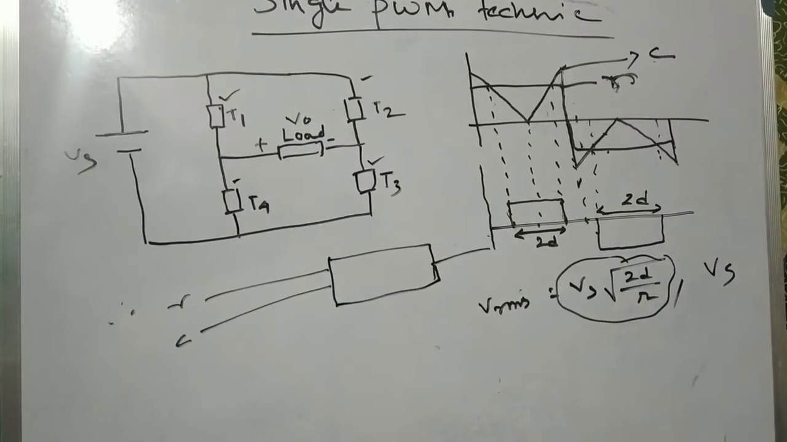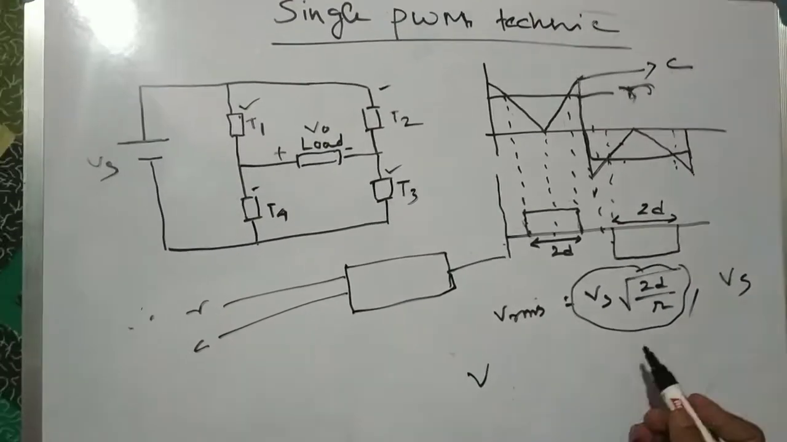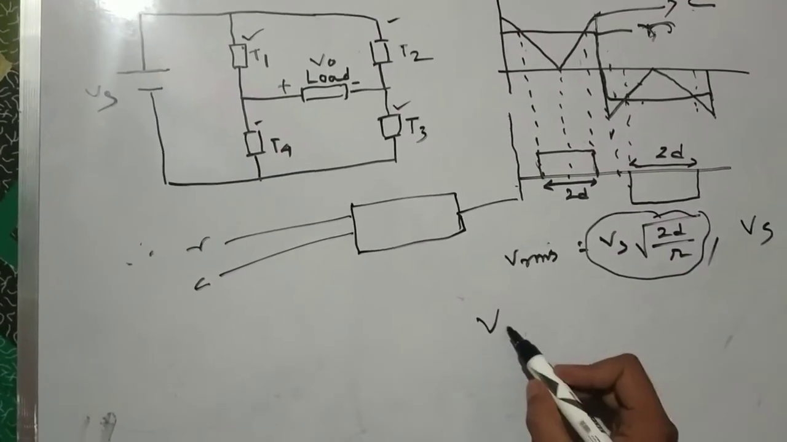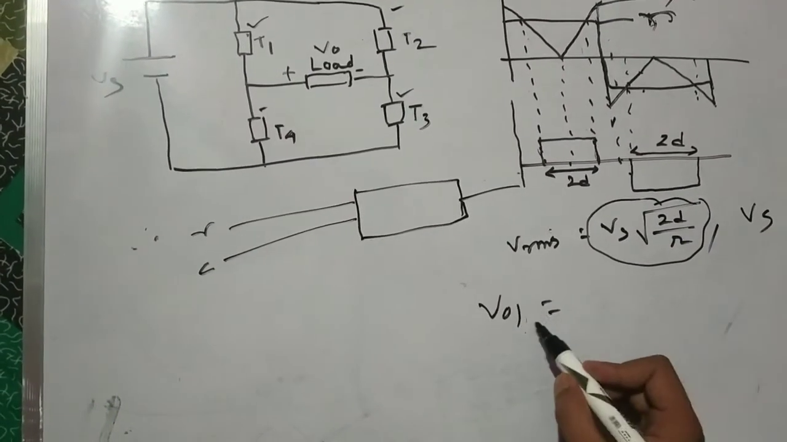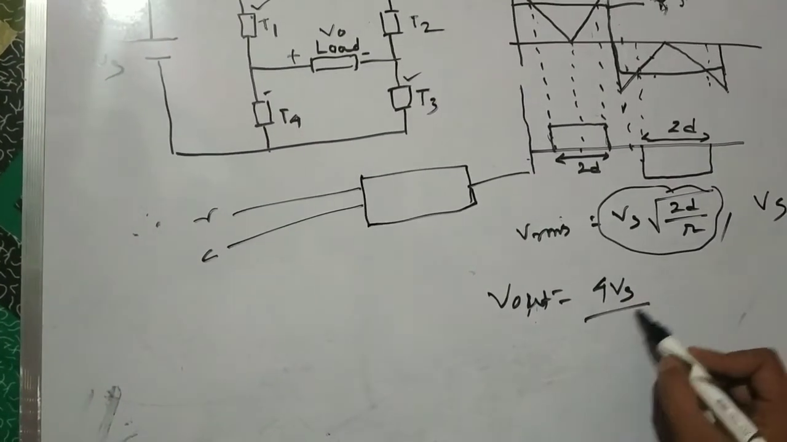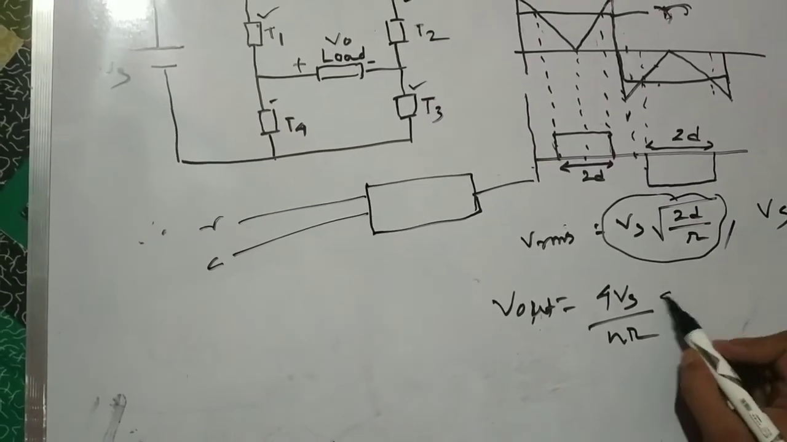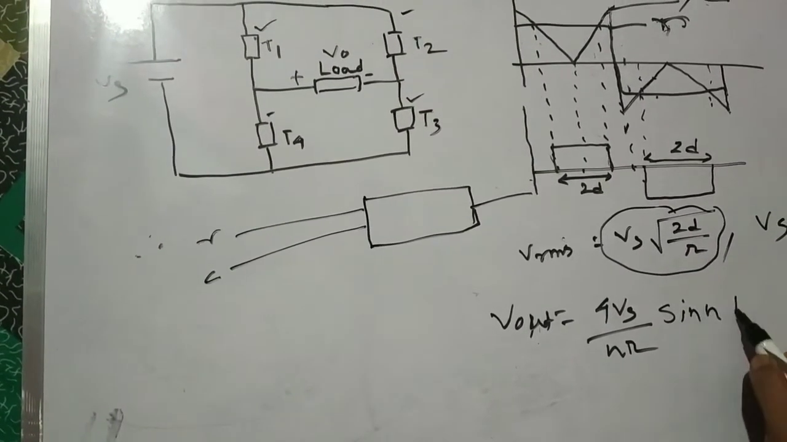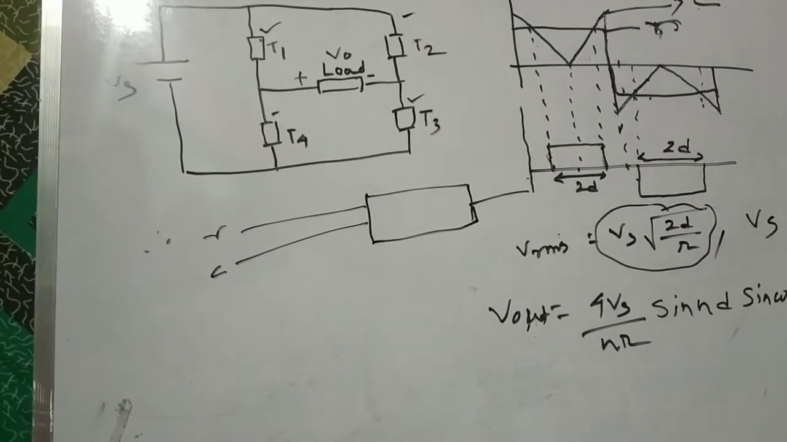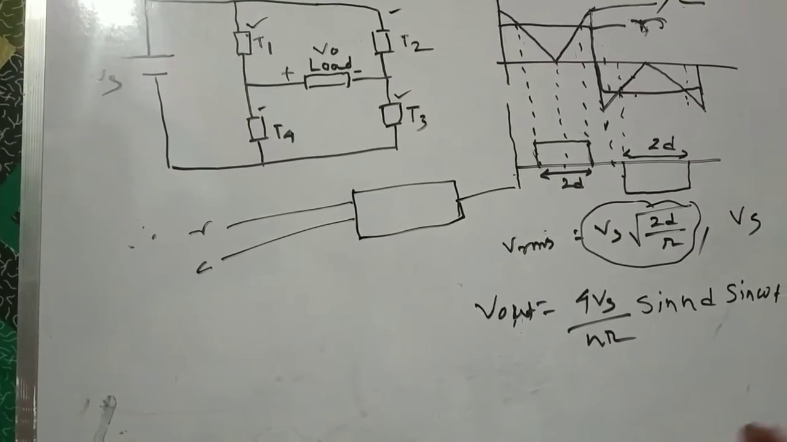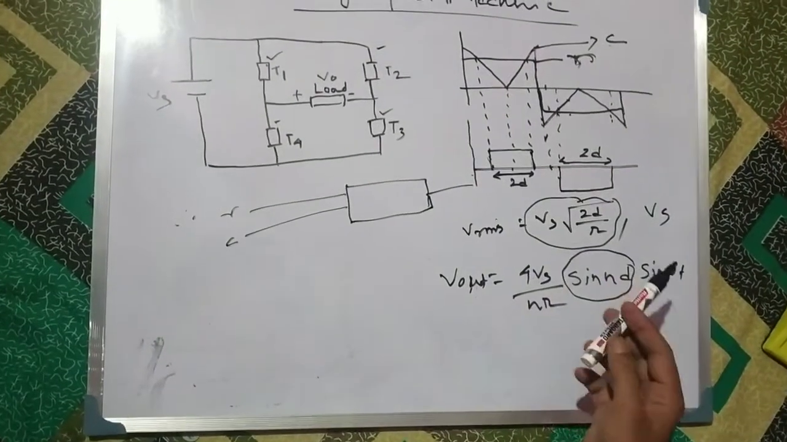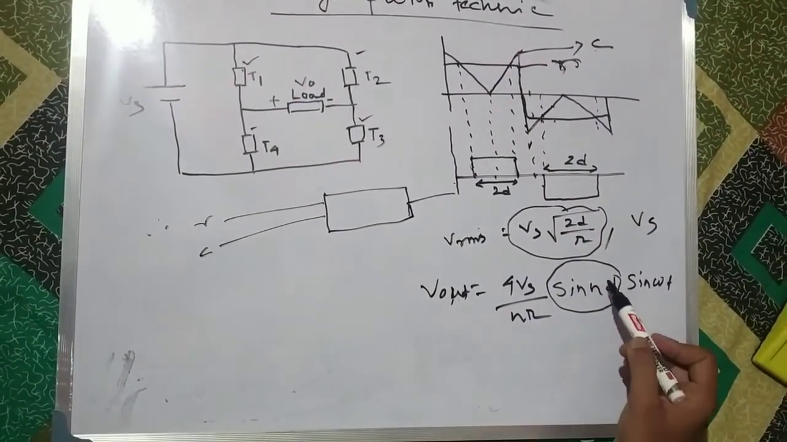Also, if we analyze the Fourier series, the output voltage is V output equal to 4 Vs by n pi sin nd into sin n omega t. We have to be careful about this: the sin nd term is coming, while for the normal single phase full bridge inverter, this term is not there.